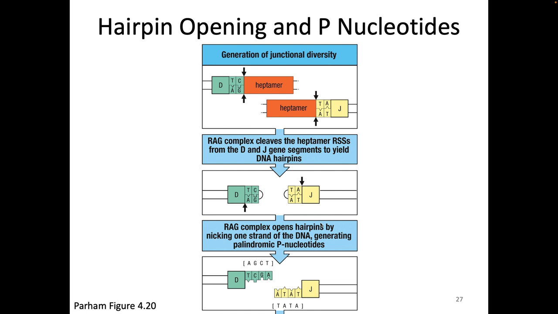On Friday, I'm going to continue talking about VDJ recombination. I had a feeling this was going to happen. And I may even go over some problems that look somewhat like some problems that you see on the problem set, because there's a problem set due after break.